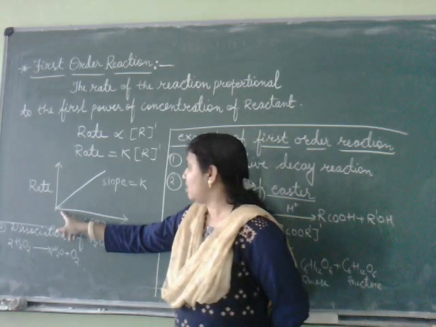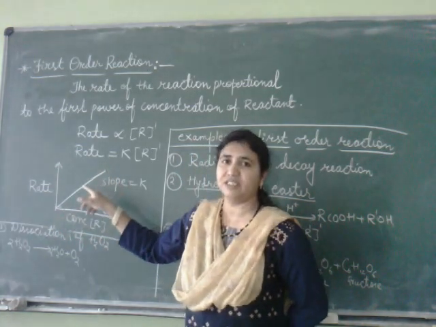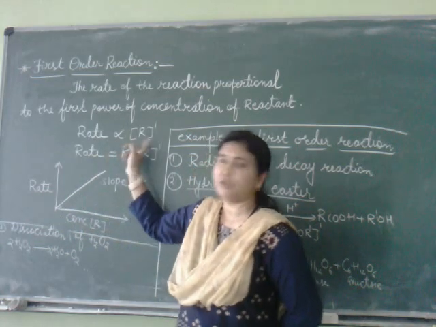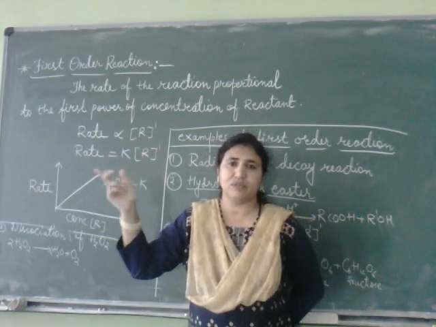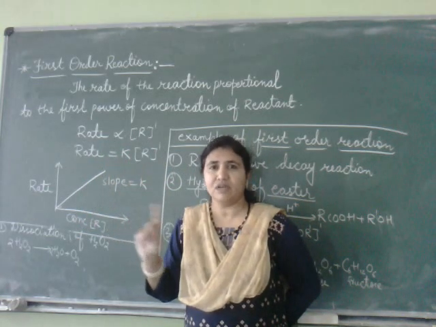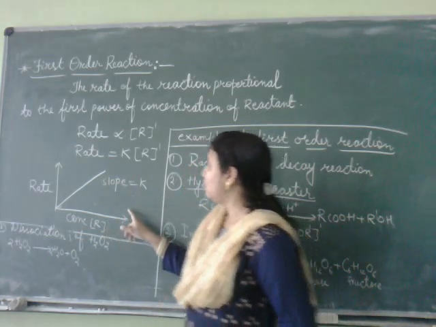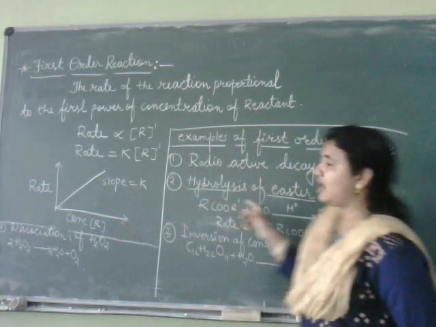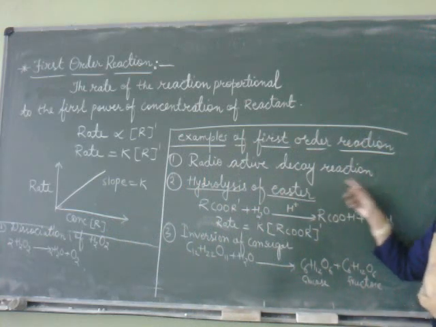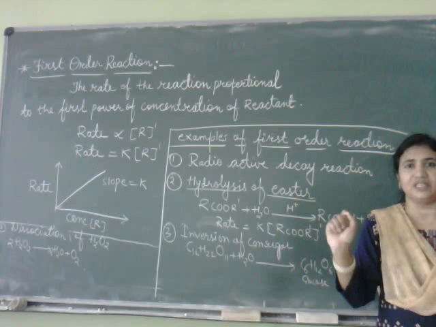If the concentration of the reactant increases, the rate also increases. So it is directly proportional. Rate is directly proportional to the concentration of one reactant. Examples of first order reaction: first, all radioactive decay reactions. All radioactive decay reactions are first order reactions.